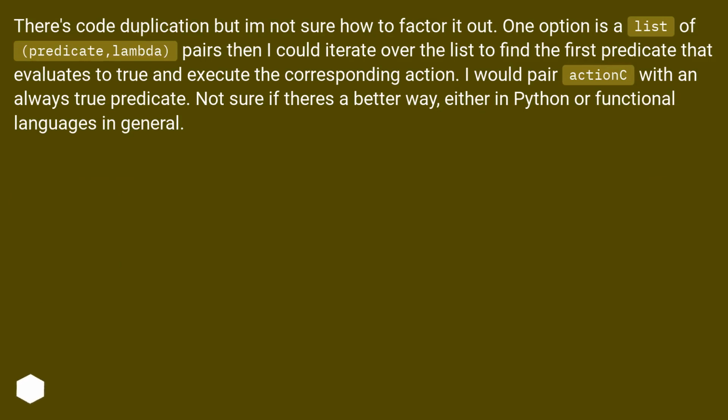One option is a list of predicate, lambda pairs. Then I could iterate over the list to find the first predicate that evaluates to true and execute the corresponding action. I would pair the last action with an always true predicate. Not sure if there's a better way, either in Python or functional languages in general.